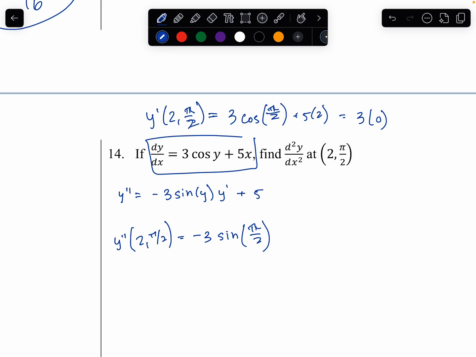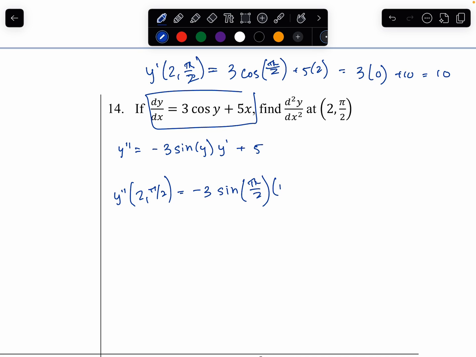Cosine of pi over 2, isn't that... Yeah, no, that's 0. 3 times cosine of pi over 2 times, and then plus 10. So this is going to be equal to 10. Sure, times 10. And then plus 5. So I think I got it all.